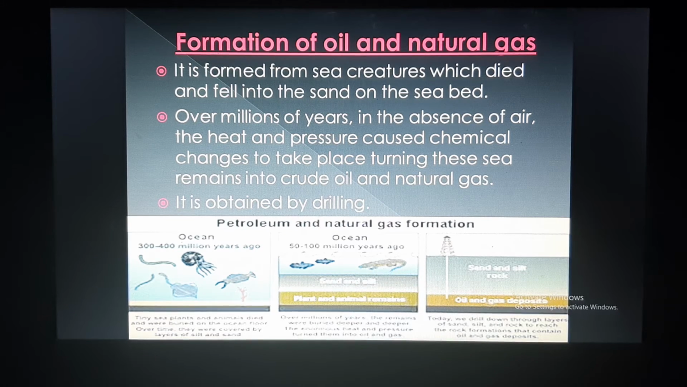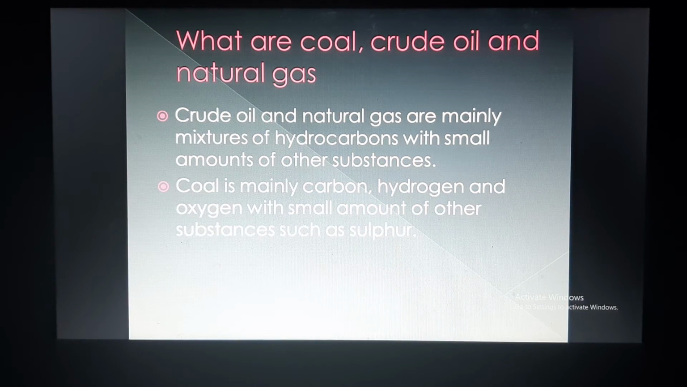Now we want to know: what is the difference between coal, crude oil and natural gas? Is there any difference between these? Here, crude oil and natural gas are mainly a mixture of hydrocarbons. Hydrocarbons means compounds formed by hydrogen and carbon only. And there is only a very small amount of other substances.